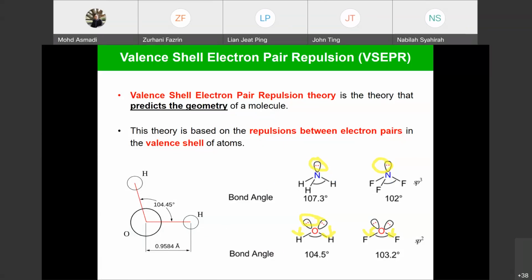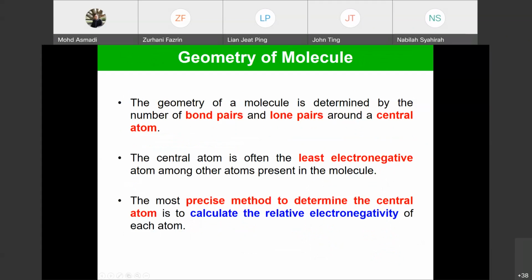Okay, by our observation we can guess it should be just linear, right? But due to the presence of the lone pair, it's going to push the bond pair. And the angle decreases from 180 degrees to 104 degrees. Similarly for F2O, because of the repulsion of the electron pair.